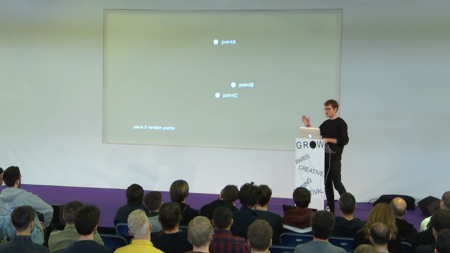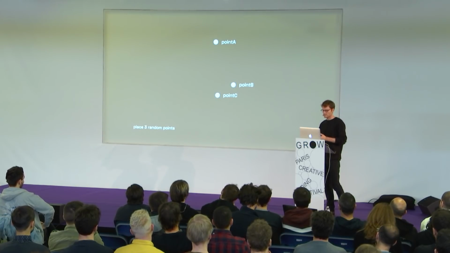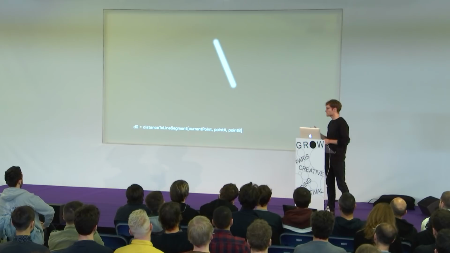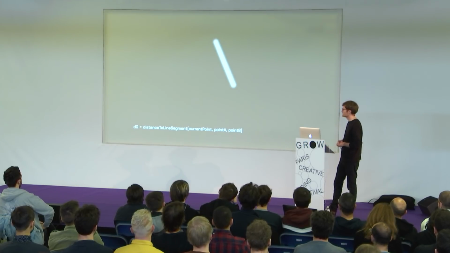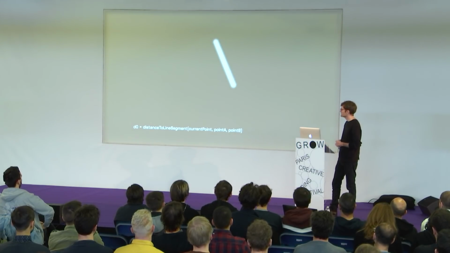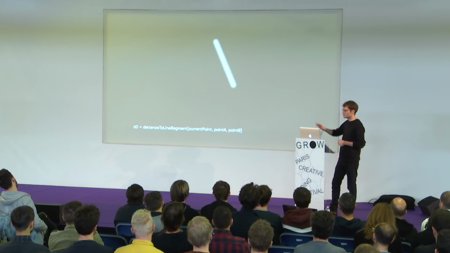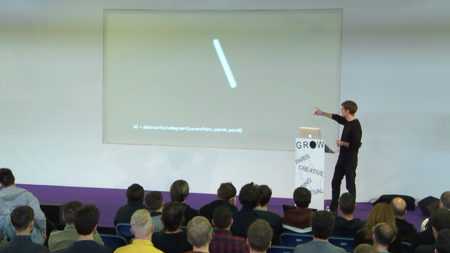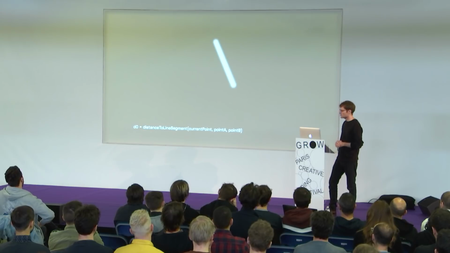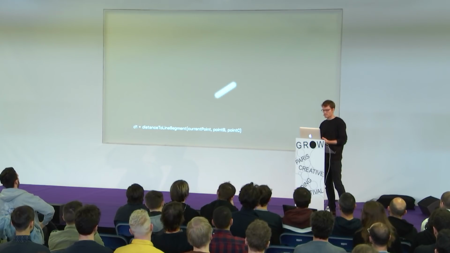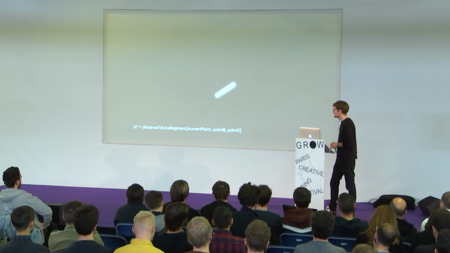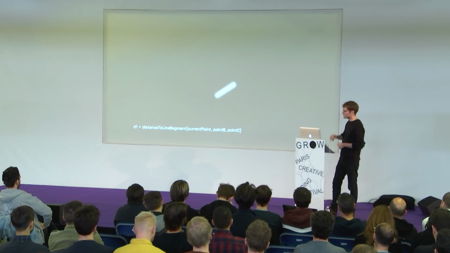Those 3 points end up making 2 different line segments. This is the first line segment. And in the shader, you get the distance from the current pixel, wherever that might be in the page, to the first line segment, which is A to B. And then you do the same thing for another value here, for the current pixel to the second line segment.